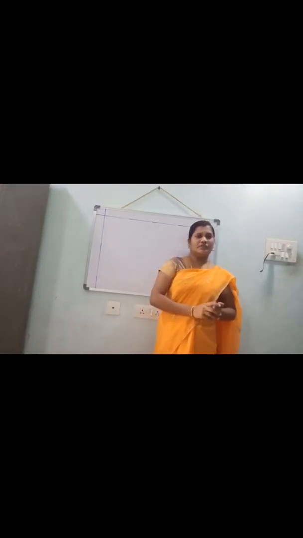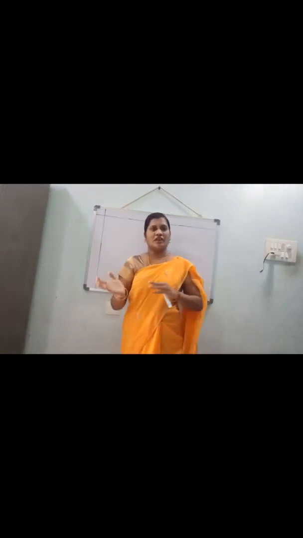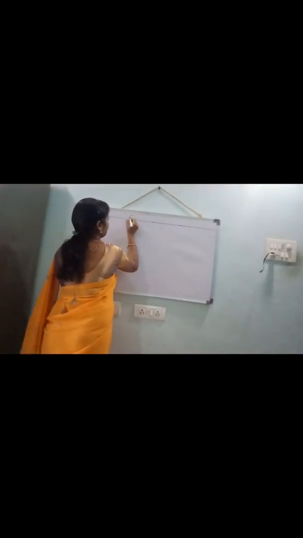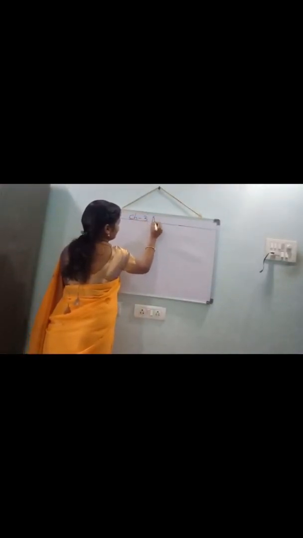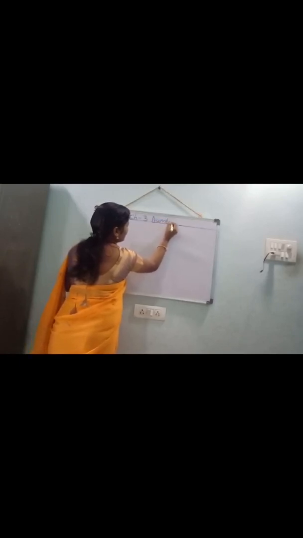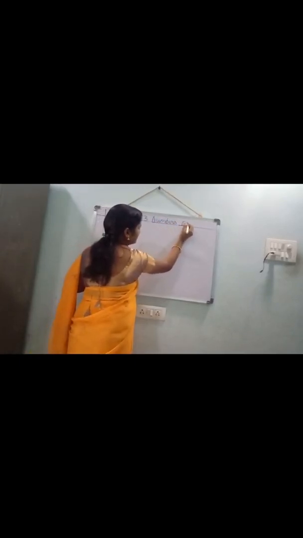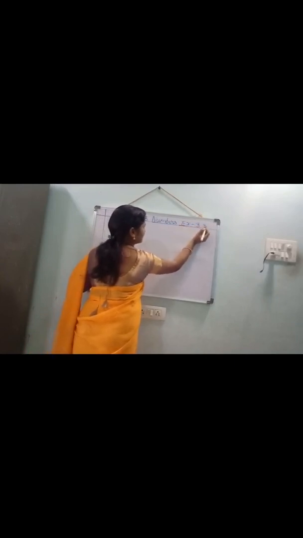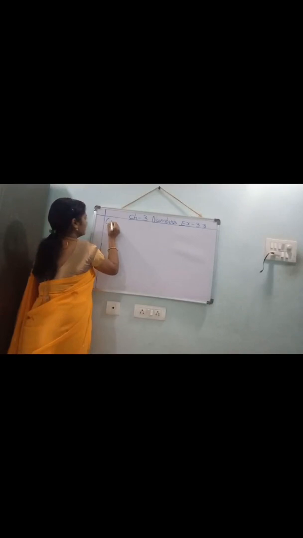Okay, children, coming to the point. In the previous class, what did you learn, children? You learned ordinal numbers and cardinal numbers. Today, how to compare the numbers, small or big, greater or smaller. What is the chapter name? Chapter 3, Numbers, Exercise 3.3.